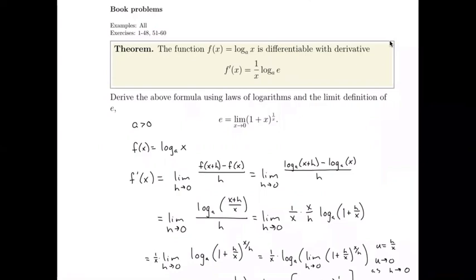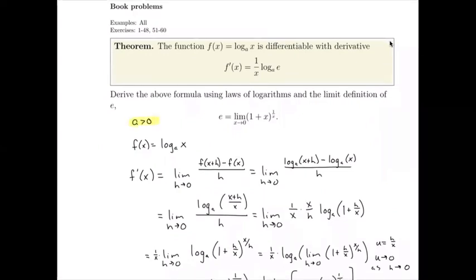So let's have at it. We're given that a is greater than 0. We're just going to assume that right out of the gate. We're writing down that f of x is equal to log base a of x, and we want to find the derivative of this general logarithmic function.